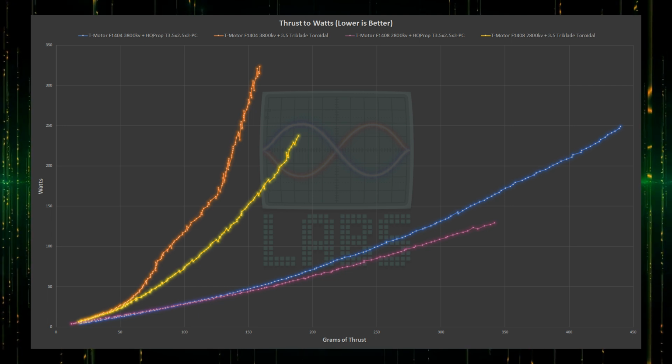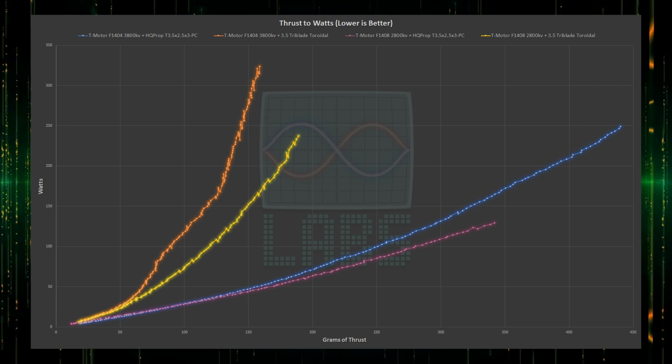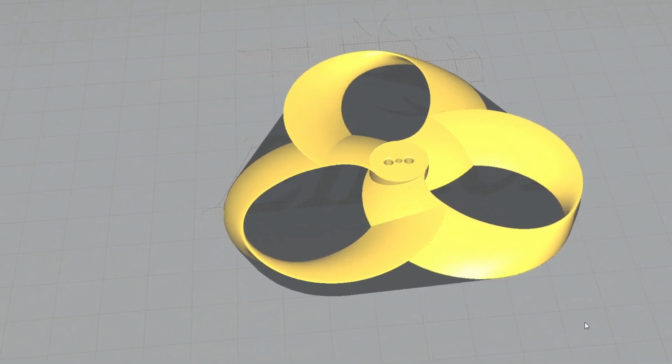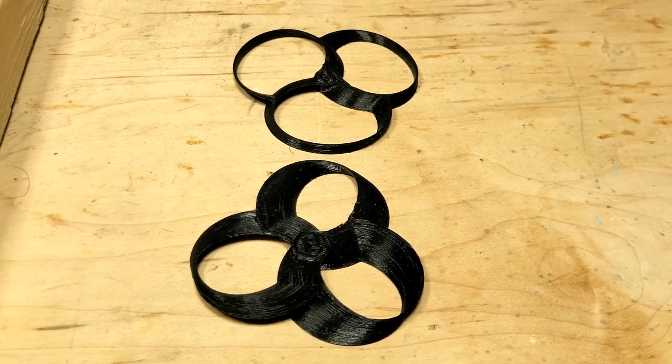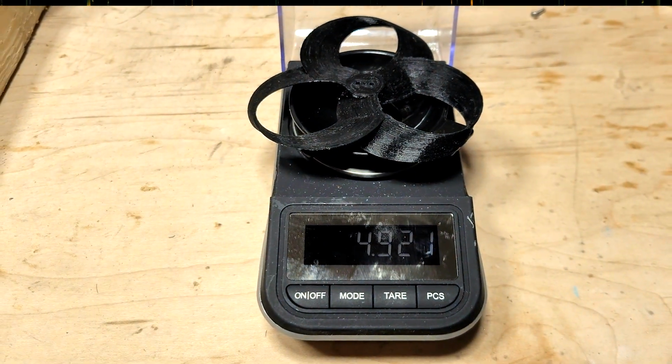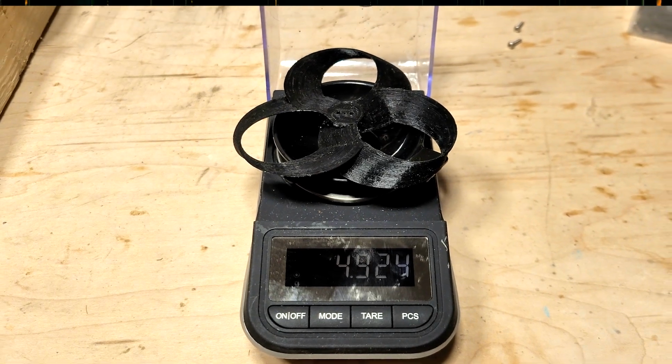I was originally going to conclude testing here, but when I was compiling the data, Striking FPV released an updated design where the propeller has a larger surface area, so I threw it on the printer to see how it compared. I weighed in the propeller at 4.9 grams, which is a little more than 0.5 grams heavier than the previous design, and then threw it on a test.